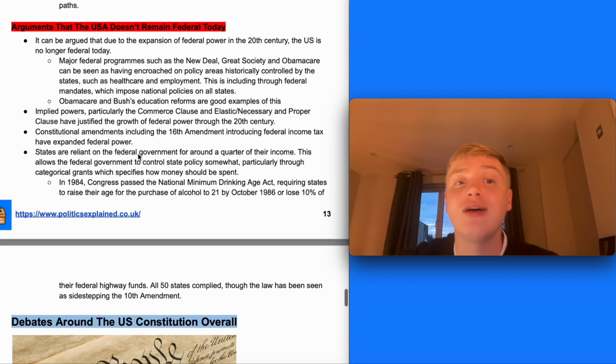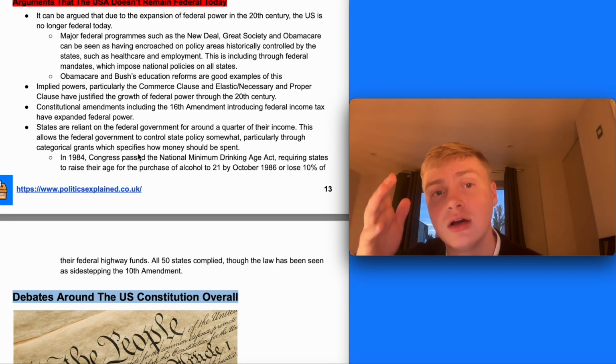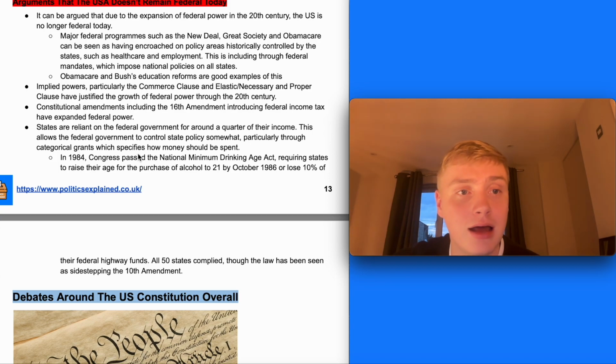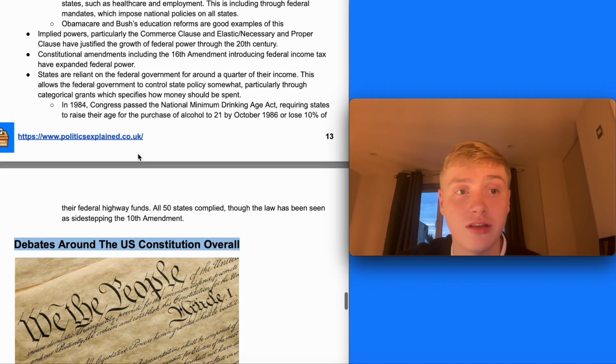In terms of arguments that the USA doesn't remain federal today, or limits to the effectiveness of federalism, is that due to the expansion of federal power in the 20th century, the US can be seen as no longer a federal state. Major federal programs such as the New Deal, Great Society, and Obamacare can be seen as having encroached on policy areas historically controlled by the states, such as healthcare and employment, including through federal mandates, which impose national policies on all states. And Obamacare and Bush's education policies are good examples of this.